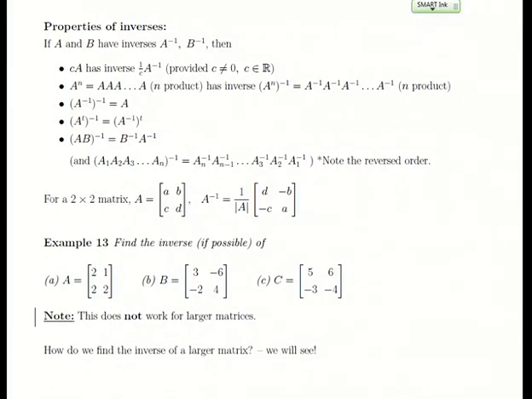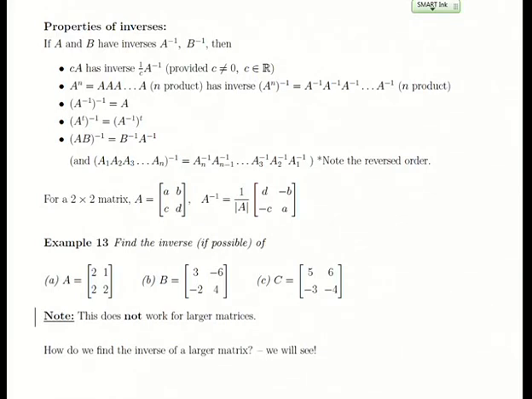Okay, if you have A to the power of n, so you've got A times A times A, n times, that's got an inverse of A to the minus 1 times A to the minus 1 times A to the minus 1, n times. Okay? If you take the inverse of an inverse, you get back to where you started. If you take the inverse of a transpose, it's the same as taking the transpose of the inverse. Those two things are commutative. That's the fancy word for that.